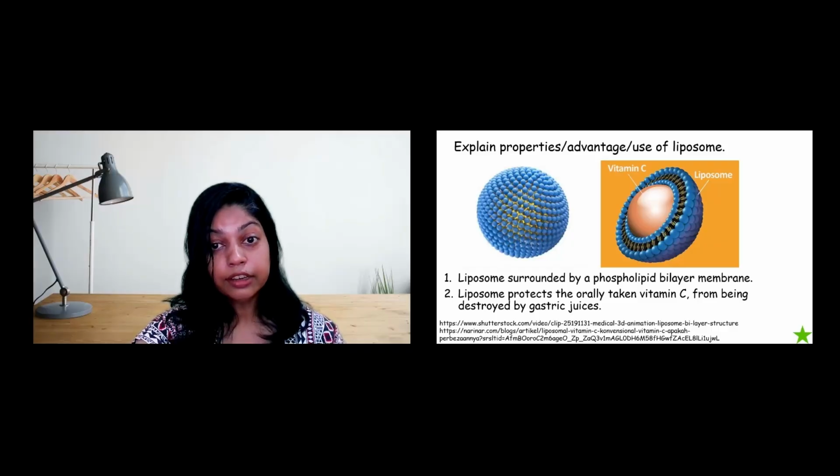In contrast, traditional drug and vitamin delivery methods without liposome are like a non-protective package where water can enter and damage the content as well as the cover of the package.